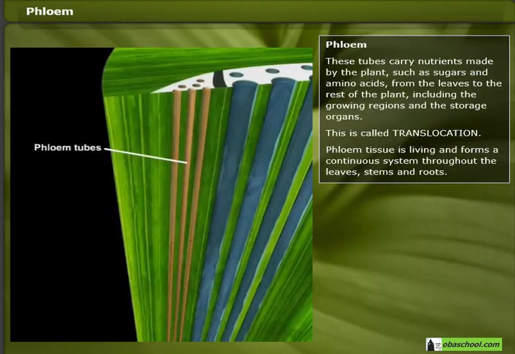Phloem. These tubes carry nutrients made by the plant, such as sugars and amino acids, from the leaves to the rest of the plant, including the growing regions and the storage organs. This is called translocation. Phloem tissue is living and forms a continuous system throughout the leaves, stems and roots.